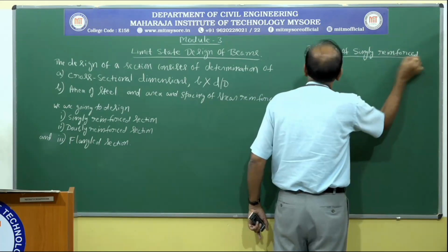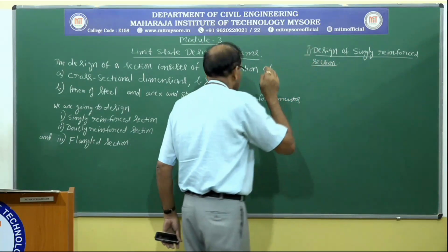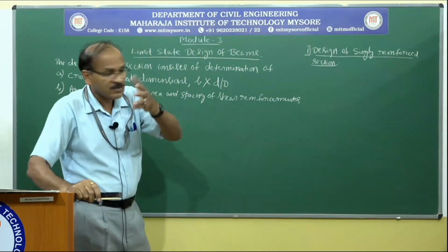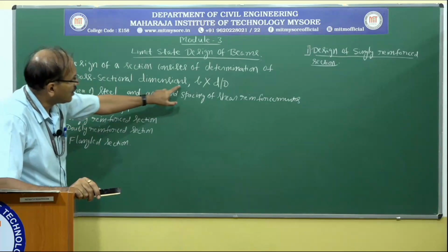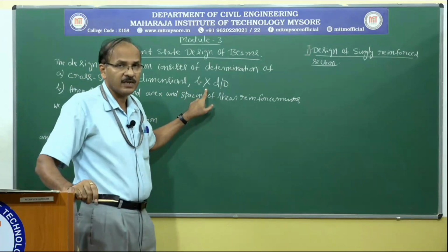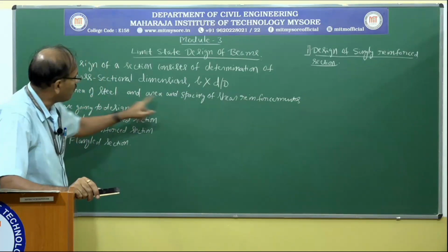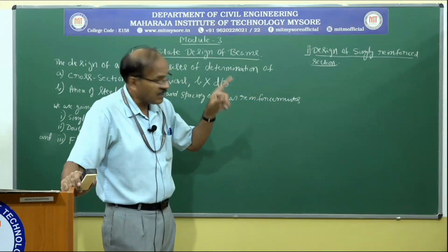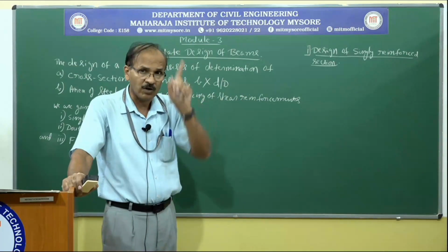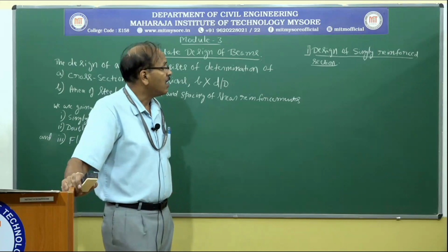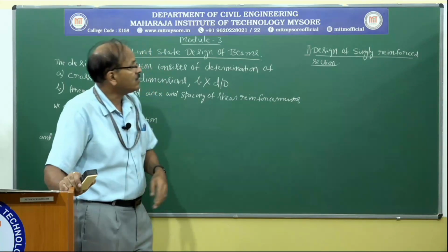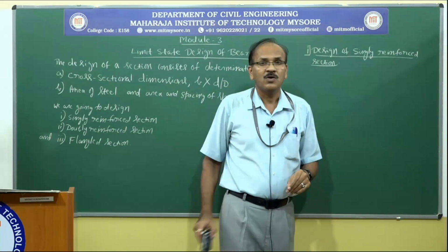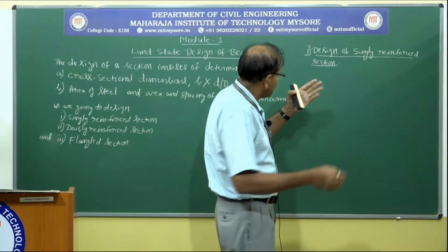Design of singly reinforced section. In case of a singly reinforced section, as I said, we need to find out the cross-sectional dimensions first, and also the area of steel required. As usual, we are going to find out the section dimensions needed, and also how much area of tension reinforcement we need.